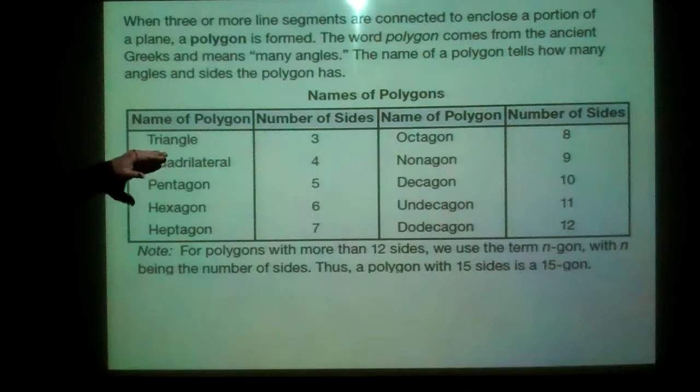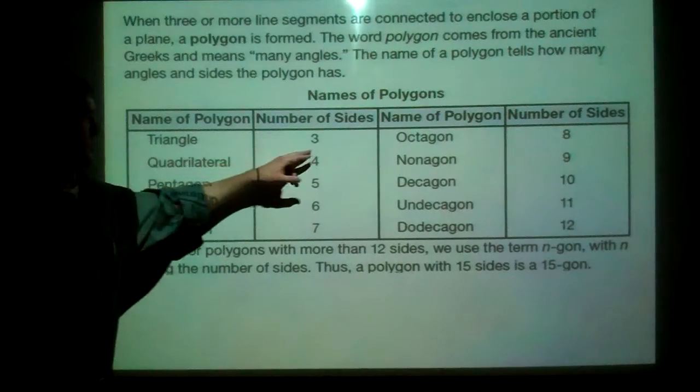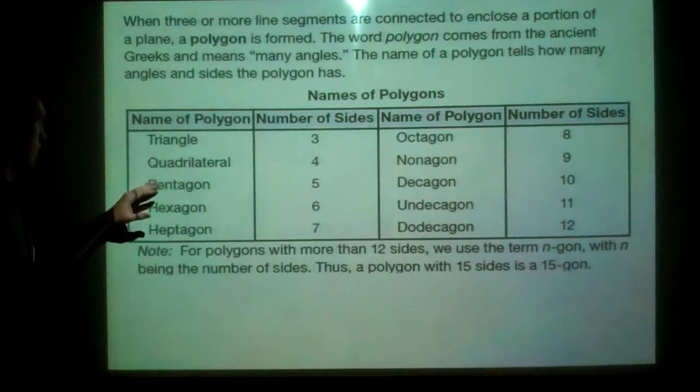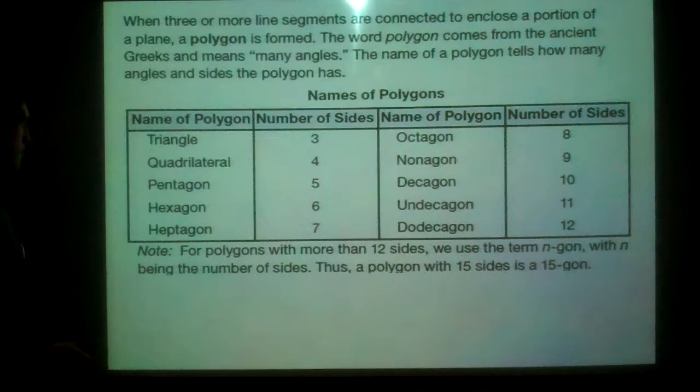So, for instance, a very common one, a triangle, has 3 sides. Quadrilateral, that's a 4-sided figure. Pentagon 5, hexagon 6, heptagon 7. And as we go on, we have different names. A very common one, octagon, like a stop sign. We see those all the time.